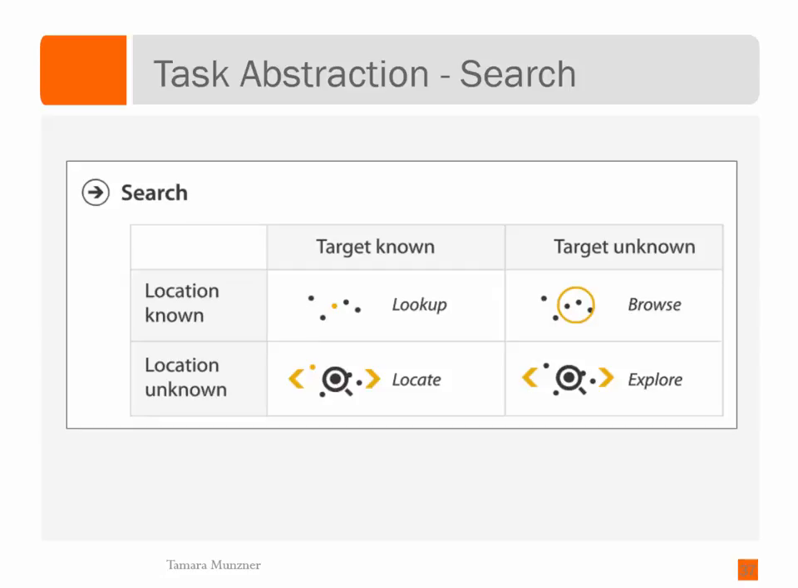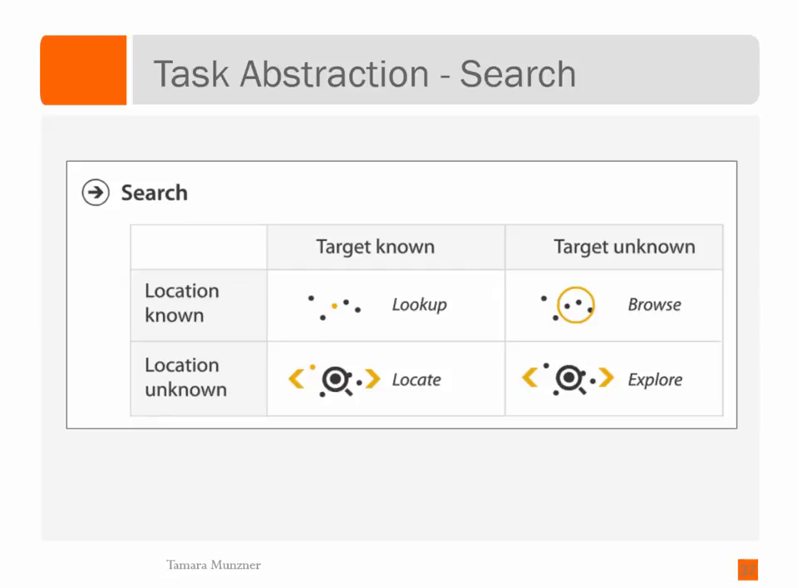We could also be in a browsing mode. So we don't really know what target we're after. Maybe there's a number of different cities or different data elements that we're looking at. We might know our general location, but we're not really sure where we want to stop. So we're just browsing around, looking for something that we find interesting in the visualization.